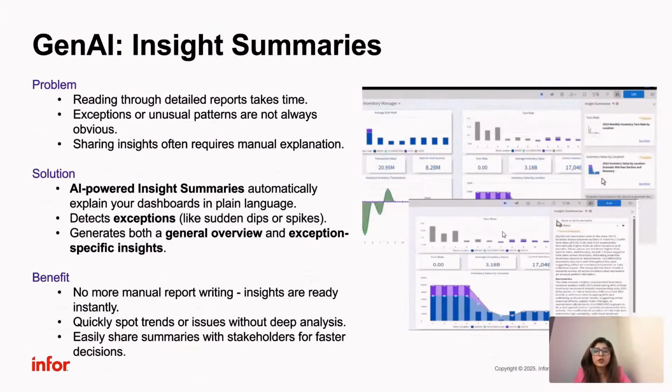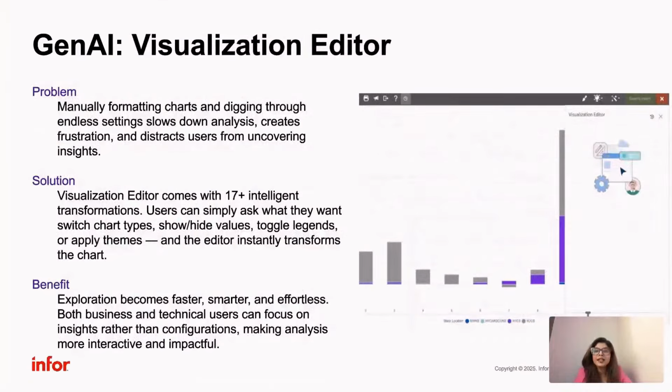Let's move to our last but not the least feature for this release. That is our visualization editor. That's where we make our report building faster and more intuitive. With the visualization editor, you don't need to go through the menus anymore. We have built 17 plus intelligent transformations that let you talk to the visualizer. Just tell it what you want. For example, show or hide values, toggle legends, switch chart types, or even apply themes. And the editor instantly transforms the chart for you.